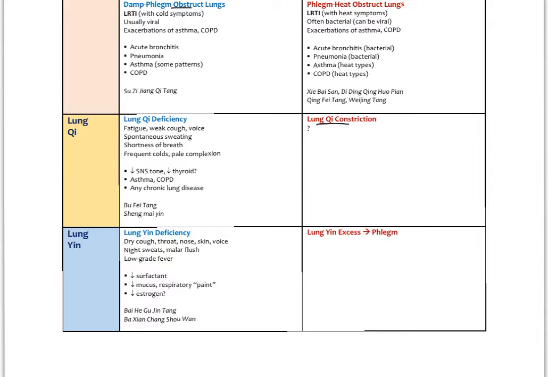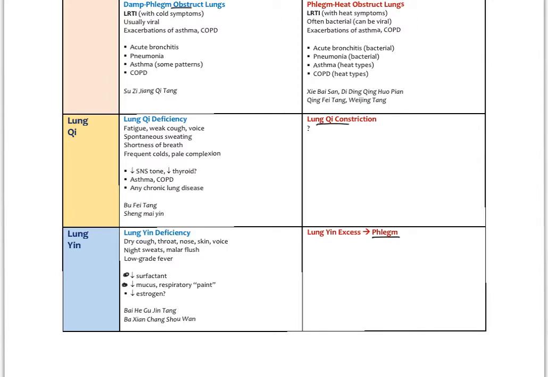And then lung yin would be more of dryness. So deficiency would be dryness, low-grade fever from that dryness. We call that deficiency heat. Might say that's a low surfactant, low immune protein and mucus picture, maybe related to low estrogens. And then a lung yin excess would be more the phlegm pattern.